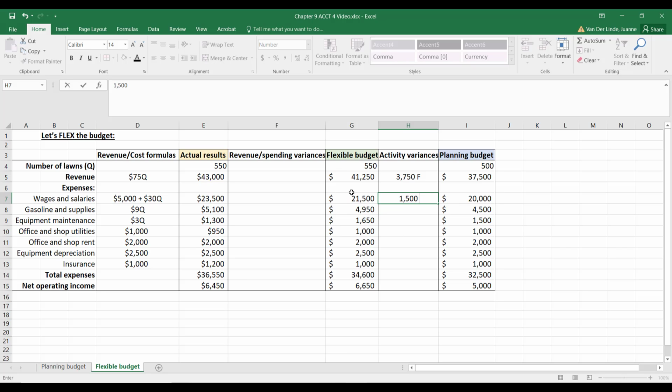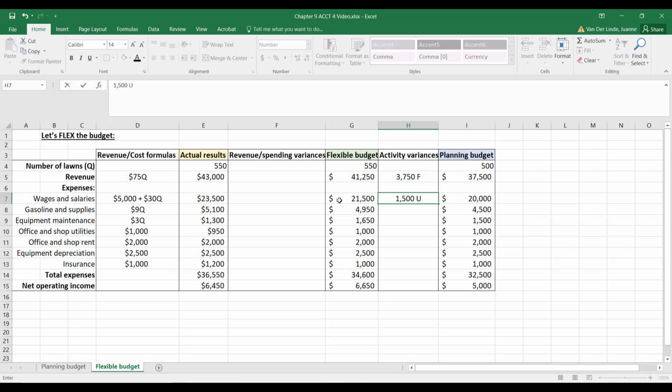Well, when it comes to expenses, costs, when the amount that you should have spent is more than what you planned to spend, we're going to label that as an unfavorable activity variance. And why would we label that as unfavorable? Well, simply because of this.